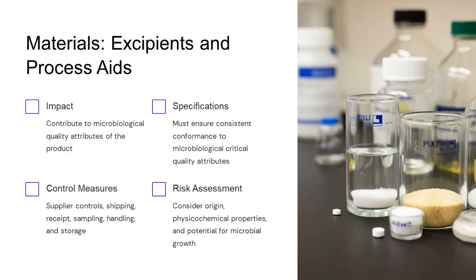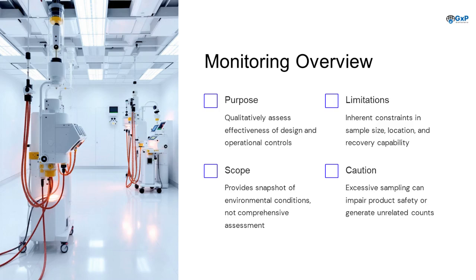Excipients and process aids contribute to the microbiological quality attributes of the product. Specifications must ensure consistent conformance to critical quality attributes, and control measures include supplier controls and handling. Risk assessment considers origin and potential for microbial growth. Monitoring is essential to qualitatively assess the effectiveness of design and operational controls.